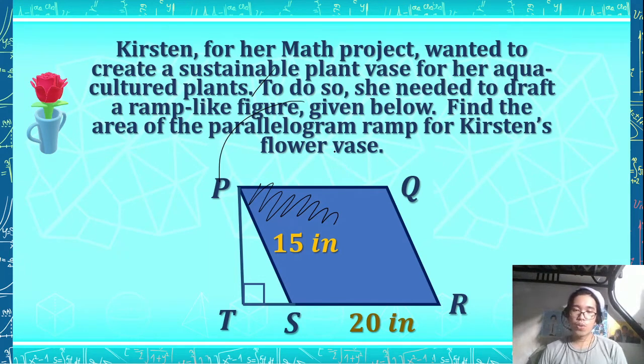If we look at this figure, this is a parallelogram. We can draw a right angle, and we form a right triangle. For this problem, we know that the hypotenuse is equal to 15 inches.